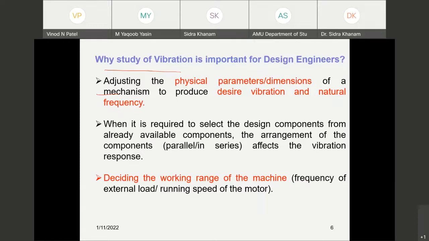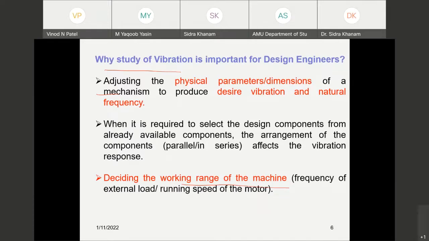Why do we need to design in such a way? Because sometimes you need to find out the working range of the machine. Working range means at which speed the machine should run so that the vibration amplitude can be decreased and will not match the resonance frequency of the component. So we find out the resonance frequency and natural frequencies of that machine component, which should not match the running speed of the machine.